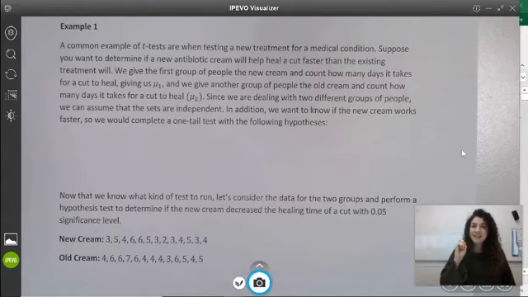So they do need to be independent as well. In addition, we want to know if the new cream works faster, so we would complete a one-tailed test with the following hypotheses. So let's go ahead and list out our hypotheses.